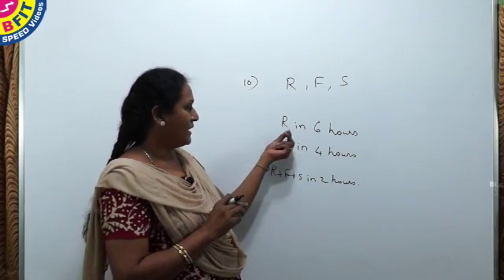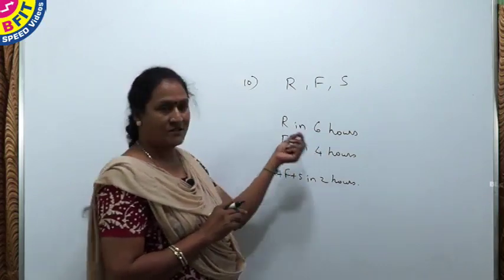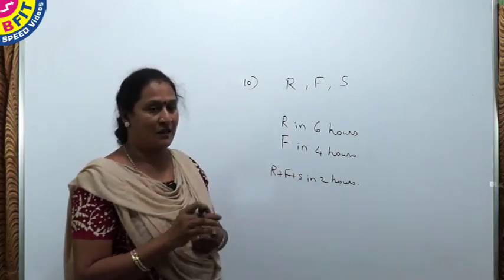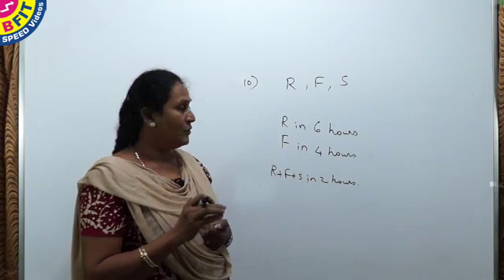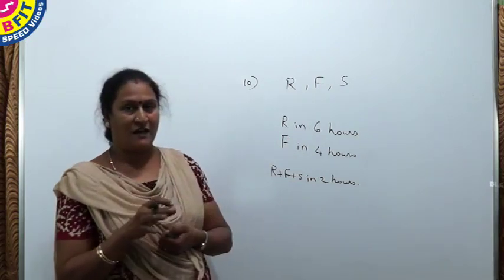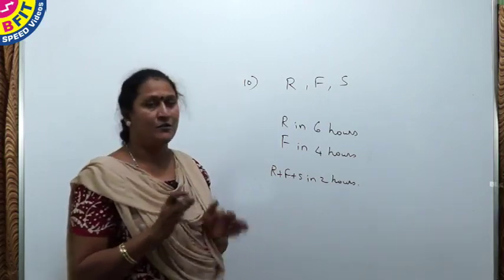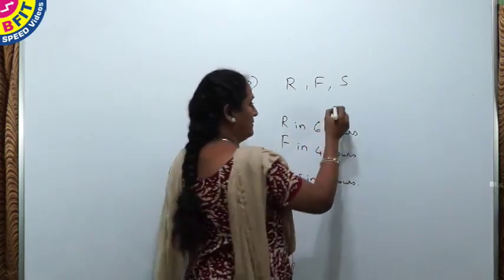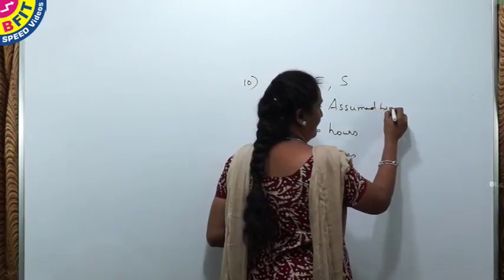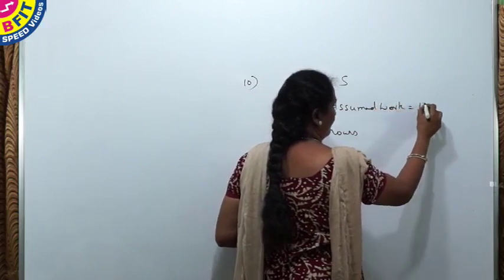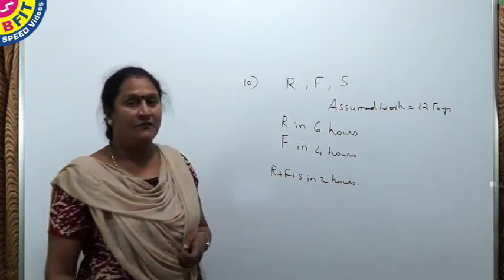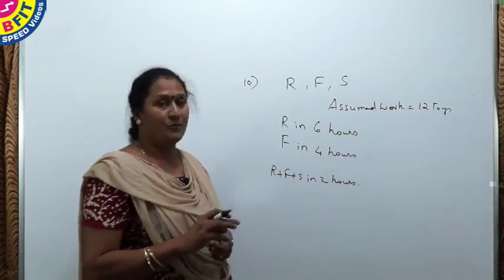So time taken by Rakesh is 6 hours and Fazil is 4 hours. LCM for 6 and 4 is 12. So we assume that there are 12 toys to be made. Though they are designing a multi-storied flat, we assume that the work here is 12 toys to be made.